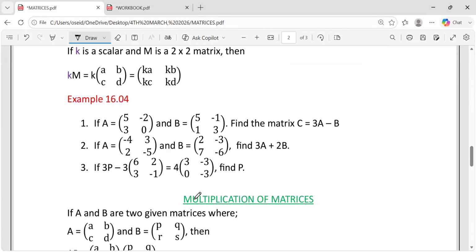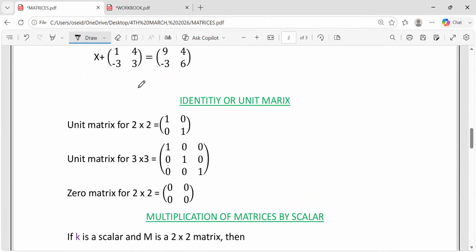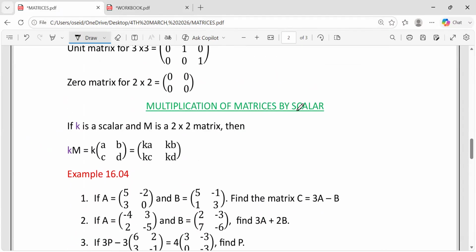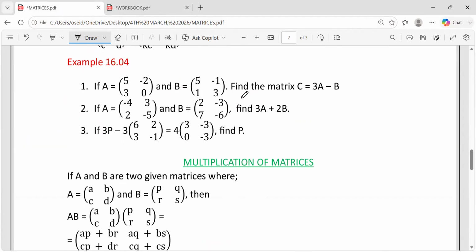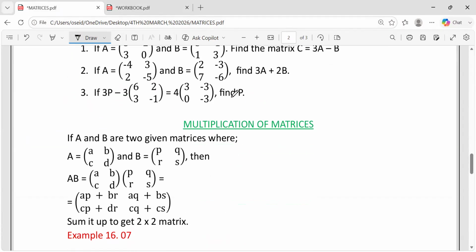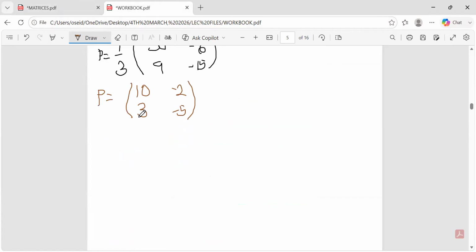Alright, the next one is multiplication of matrices. Don't forget that what we did earlier was multiplication of matrices by a scalar. By this one, we are doing what? Multiplication of matrices.